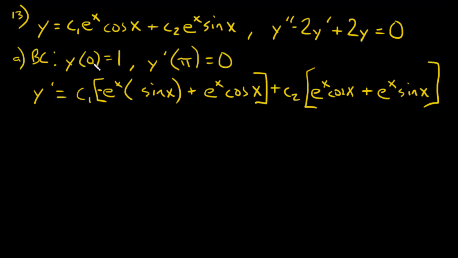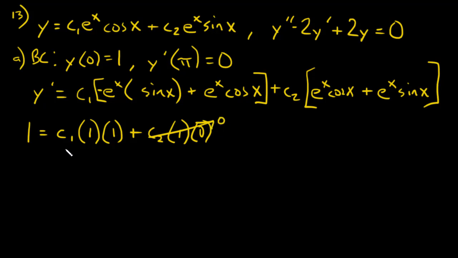Let's start off with just plain old y though. So at x equals 0, y is 1. So I'll plug a 1 in here, and I'm going to get C1 times e to the 0, which is a 1, times cosine at 0, which is a 1. And then same thing for the C2, except the sine x is going to wipe out both of them. We're going to have C2 times 1 times 0, which makes this whole thing 0. So I just wind up with C1 equals 1. Not bad. So I've got the first one.